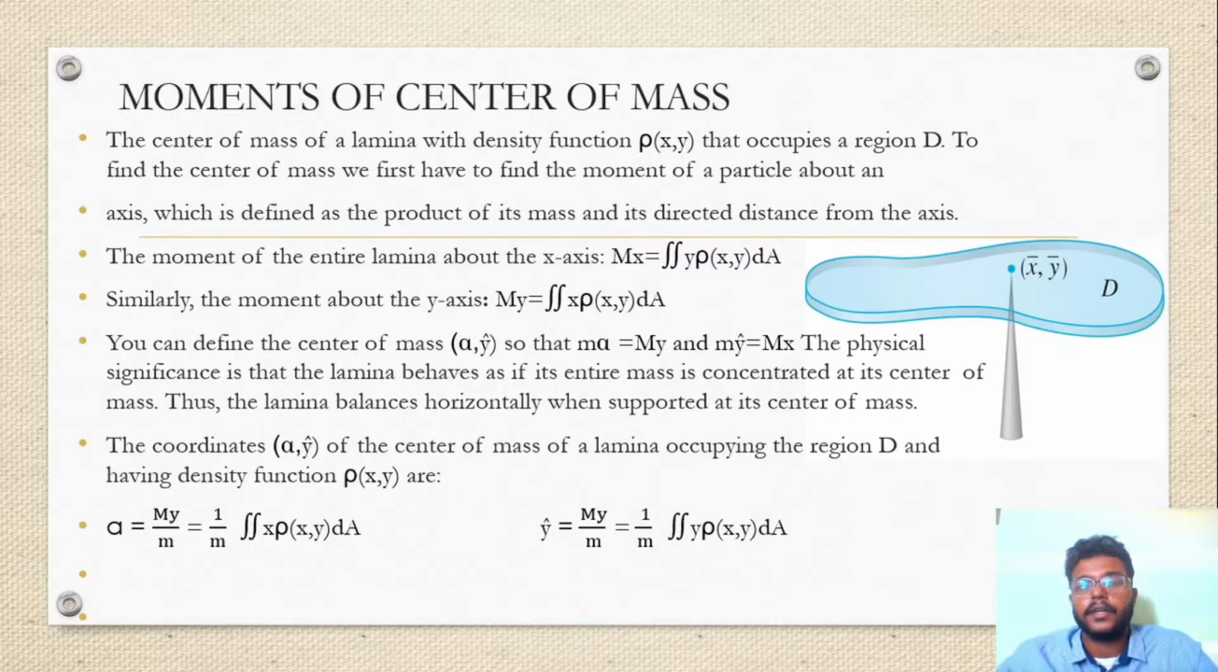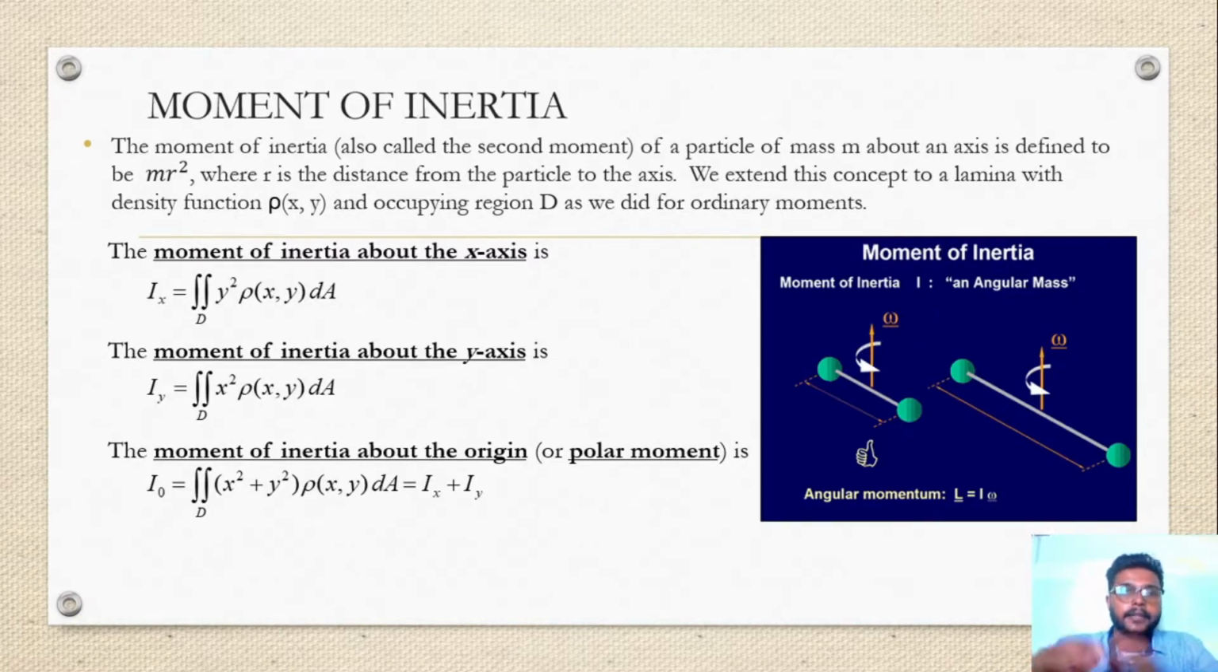That's how it works. One more thing we should understand is why this helps us in real life applications. The physical significance is that a lamina behaves as if its entire mass is concentrated at its center of mass. Therefore, the lamina balances horizontally when supported at its center. So we can use this to understand that a lamina will balance horizontally when supported at its center of mass. Coming to the end, I'll wrap up with the moment of inertia.